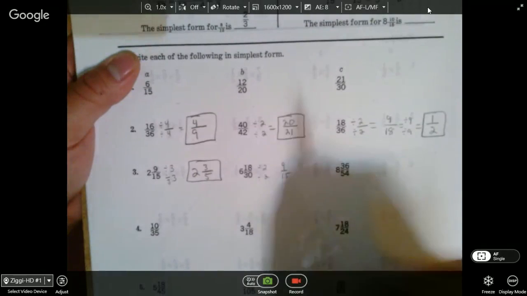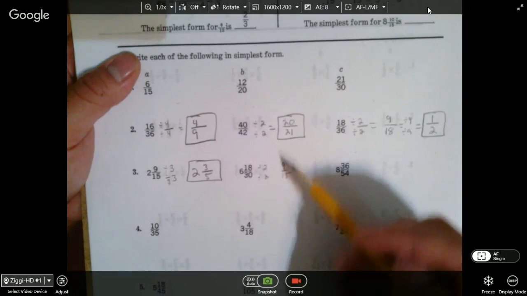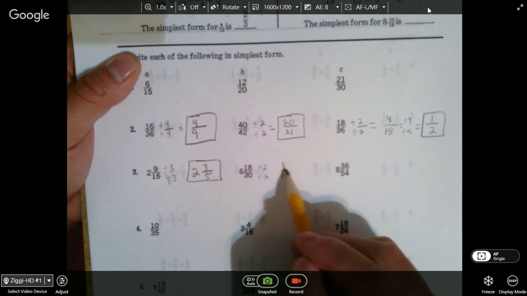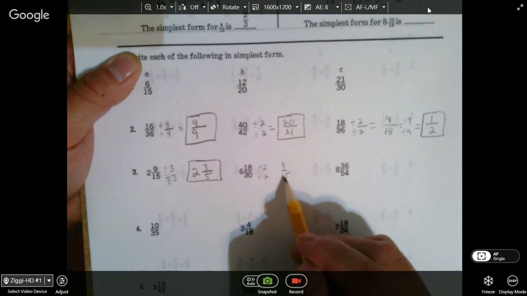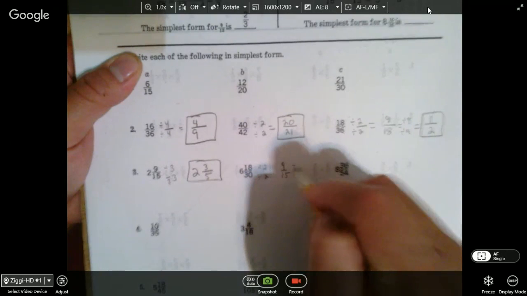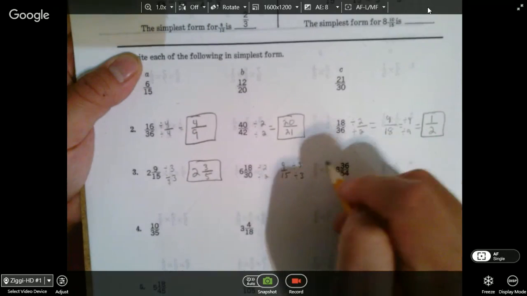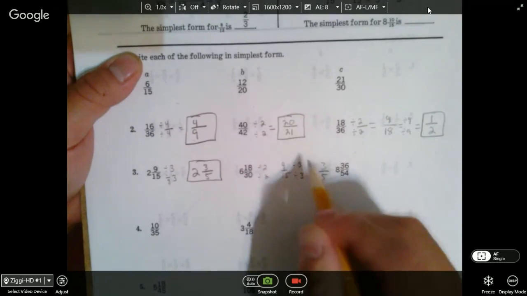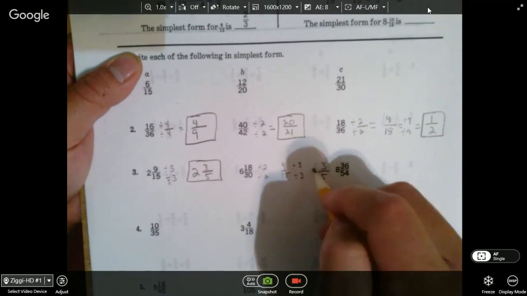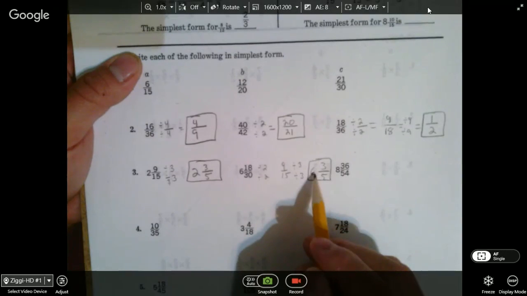Okay, now you should check again, because 9 and 15, there is still another common factor that will divide into both of these. And it turns out that it's 3, right? 3 divides into 9 evenly, 3 divides into 15 evenly. So I'm going to continue to divide here. Divide by 3, divide by 3. 9 divided by 3 is 3. 15 divided by 3 is 5. And don't forget that there was still a 6 there. Okay, so your simplified form is 6 3/5.